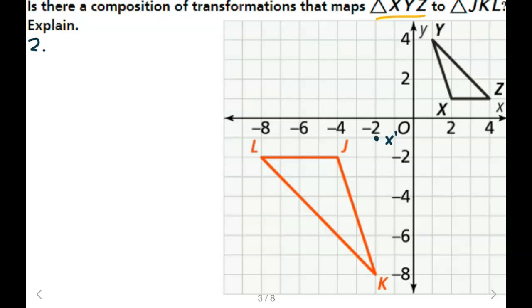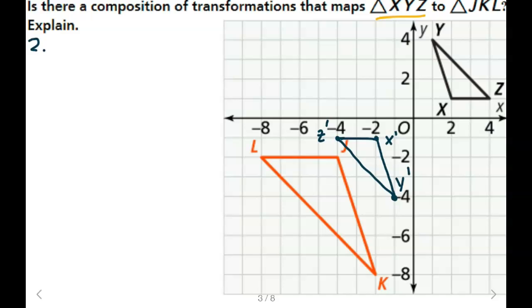So currently y is at 1, 4, so the new y will be at -1, -4. The current z is at 4, 1, so the new z will be at -4, -1. So now it appears to be in the correct position, but it needs to be the same size. So I want this 2 to become 4, this size to become 4, so I'll have to double each one.